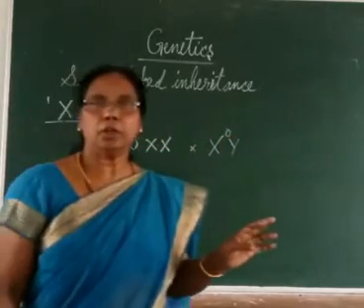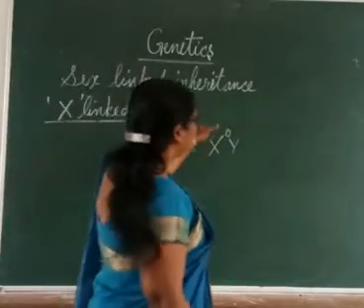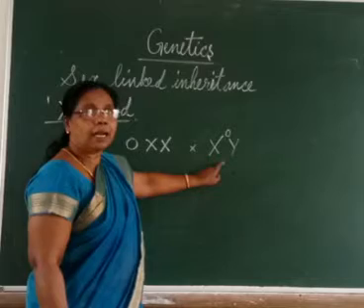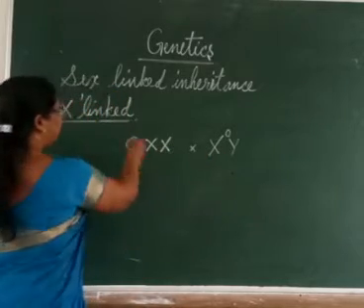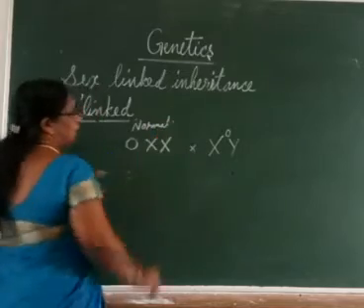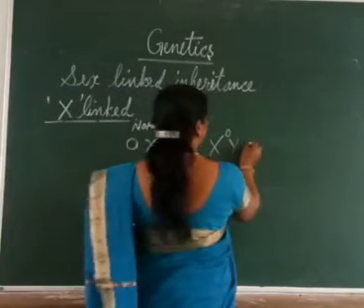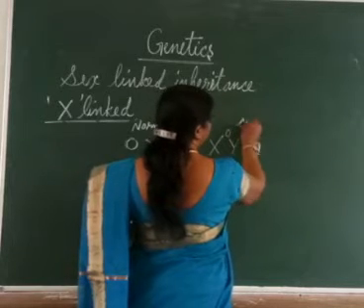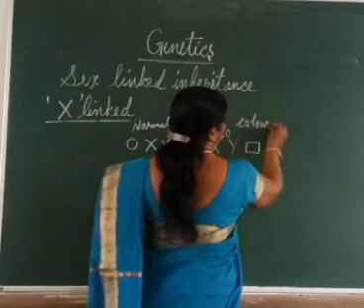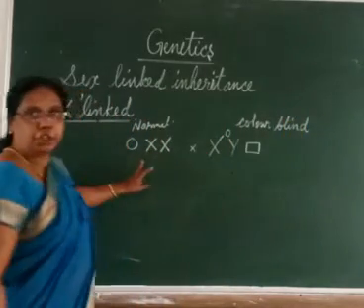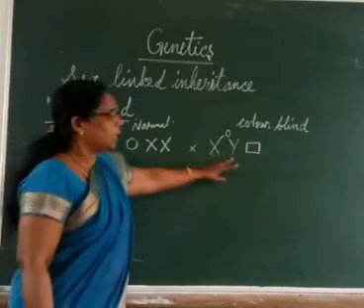XY. Okay, here I put a small zero. Listen properly. That means he is color blind. This is a normal mother. His father, you can see, is shown with the square. This is color blind. So the mother is normal, the father is color blind.